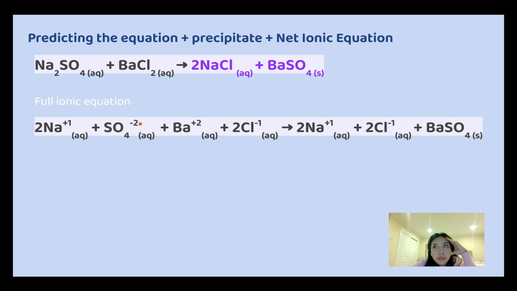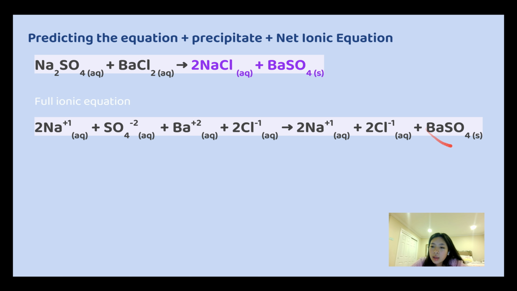Sulfate, which is a -2. The reason why the 4 is not turned into a coefficient is because it's a polyatomic. So remember, polyatomics, remember that. Barium and chlorine, remember, there's a 2 here.